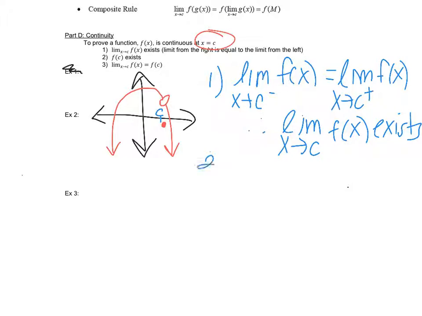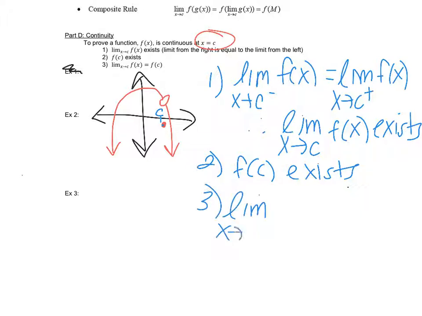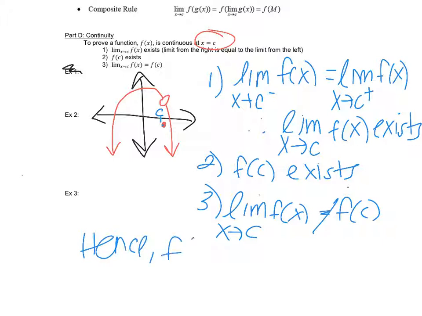Step 2, does f of c exist? Yes, it does. F of c is right there. There's a functional value there, right? Like I can give it an actual number. Number 3, is the limit as x approaches c of f of x equal to f of c? And the answer to that is no. Hence, f of x is not continuous. Because the functional value is down here, the limit is going to be something positive. Is not continuous.